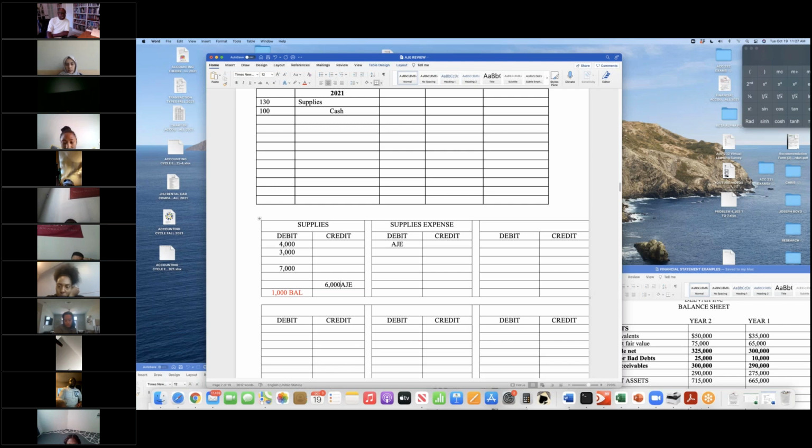debit 7, credit 6, 1,000 is left. So the AJE is always the difference when we're dealing with supplies. And most times, it's the difference between what we bought and what's left. That's what you use. That's what you spend.